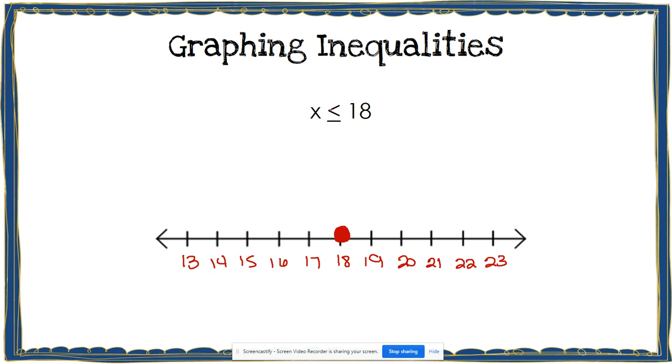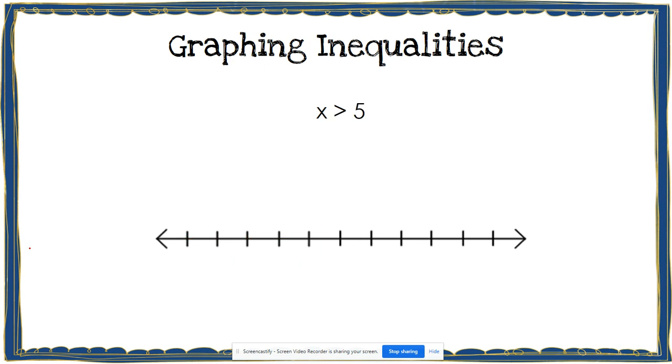I know that x could be equal to 18, but x can also be less than 18. So to show that x can be every number that is less than 18, I am going to shade on my number line to the left. This means that every value to the left of 18 on a number line, including those that go further down that we can't see, are possible solutions to this inequality.